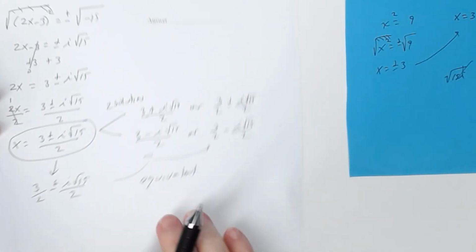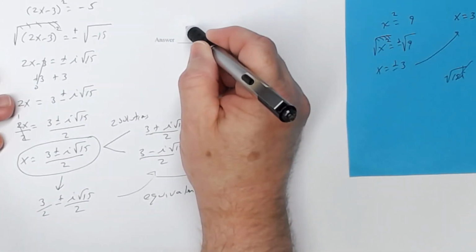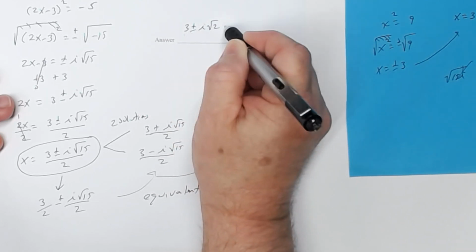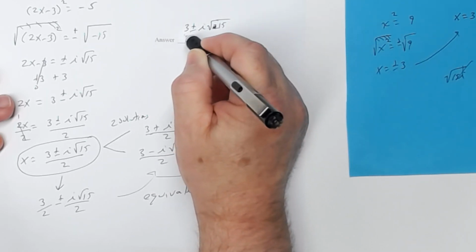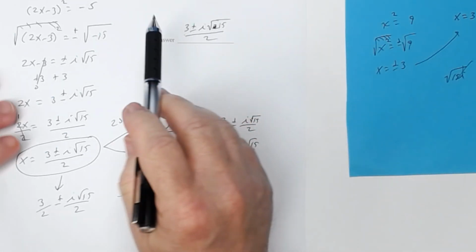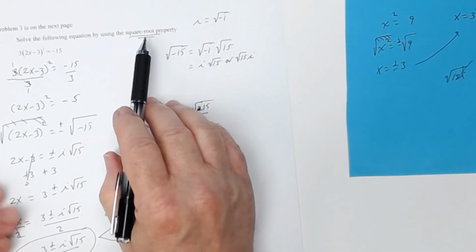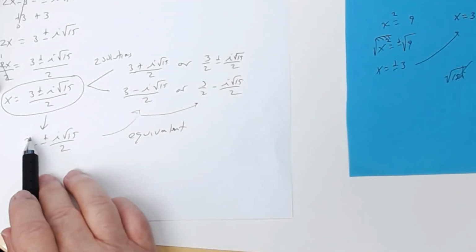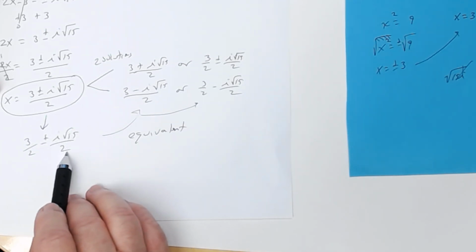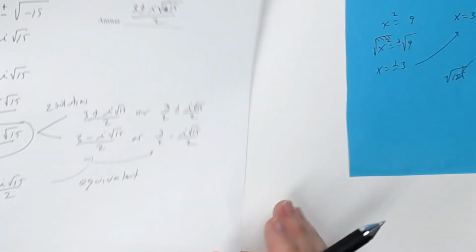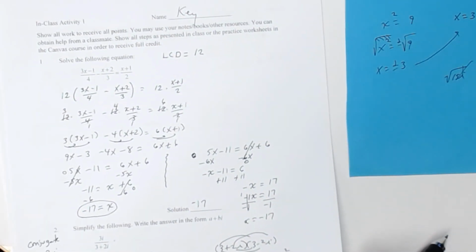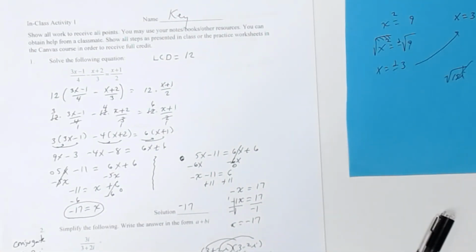Okay. All right. So the answer here would be 3 plus or minus i square root of 15, all divided by 2. Now the problem had said, just to remind you, write in the form a plus bi, just like it did here. Then you'd want to write it like this: a plus or minus bi. All right. Okay, so that's the solution to the in-class activity for day 1.